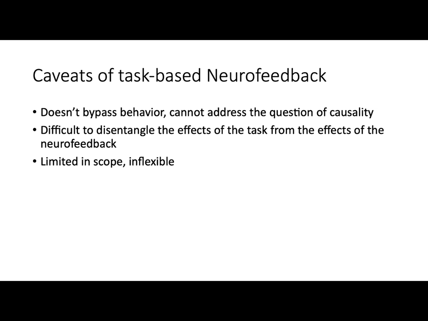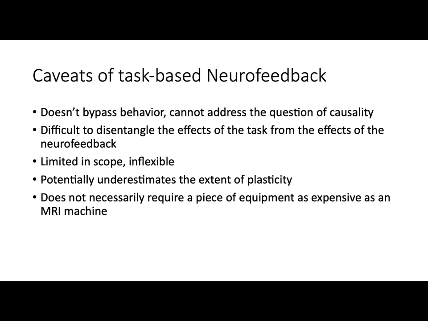It's inflexible and limited because you can only do feedback on things that you know what the strategy would be, right? So if you're looking at a region where you don't know what it does, or you're looking at a network and you're not sure what would activate this exact network, then you can't do this kind of feedback because you can't tell people how to control the signal. It potentially underestimates the extent of plasticity, and this I'll go into in a second.